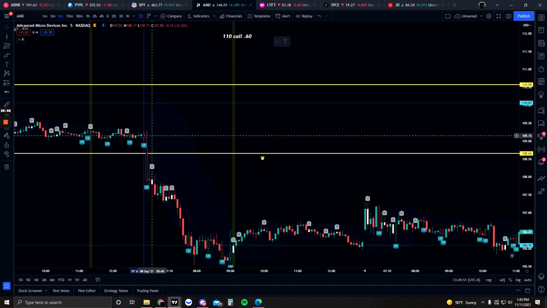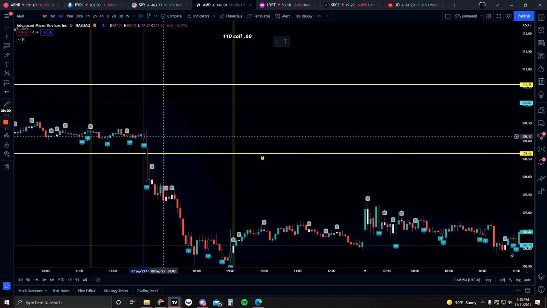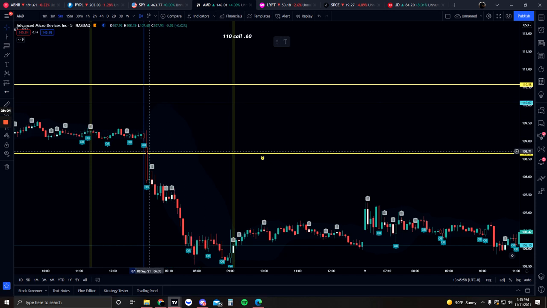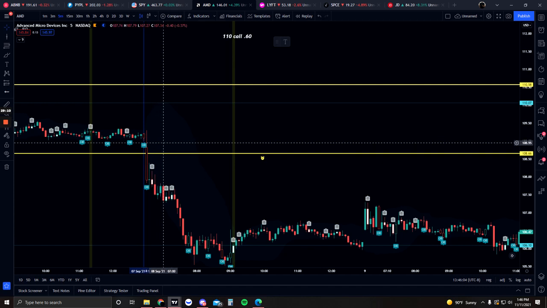Sometimes that happens, especially if the market's going down really hard or going up really hard. So for those, you want to be able to get into the 1 minute and the 3 minute just to get as close to this bar as possible when you're making the entry.